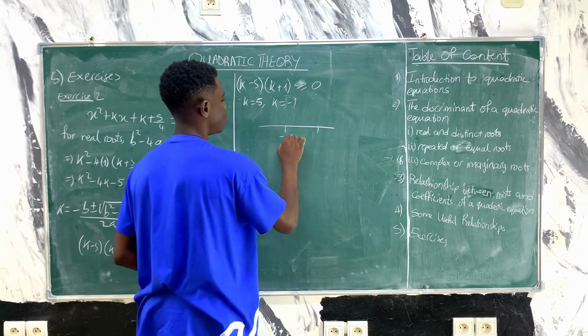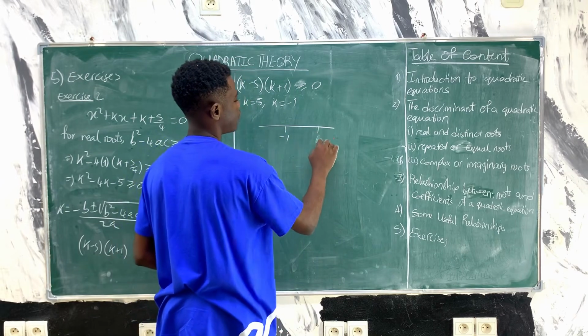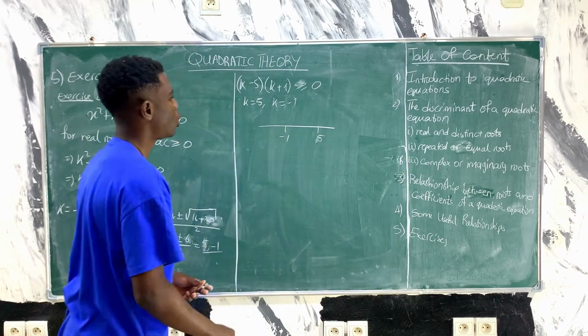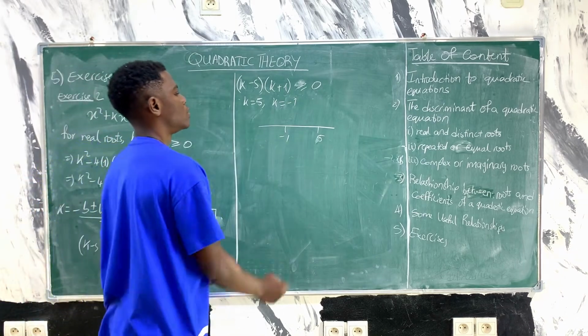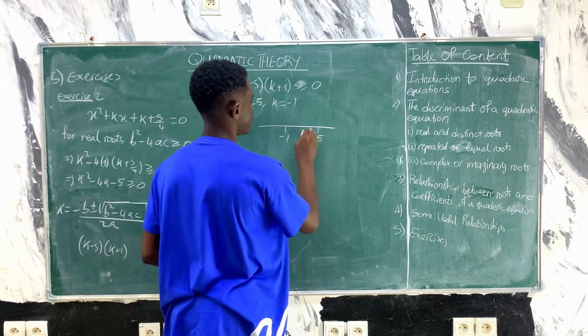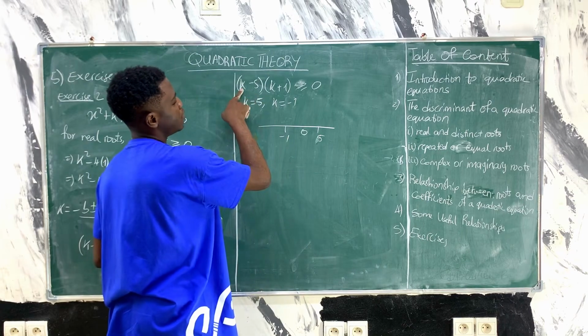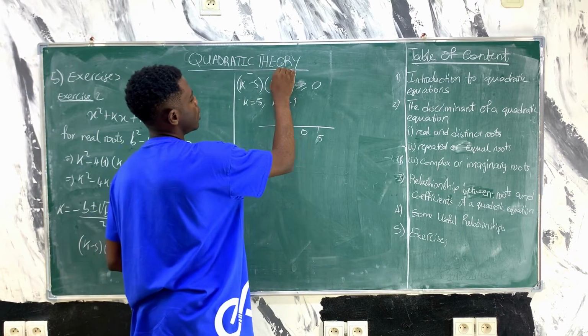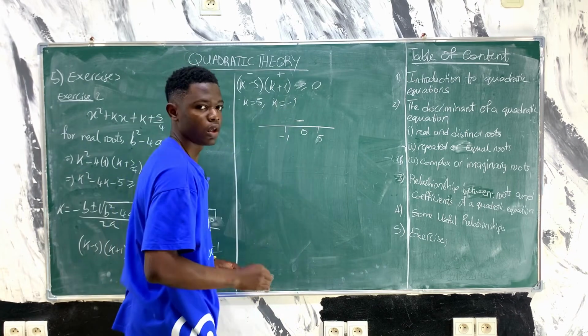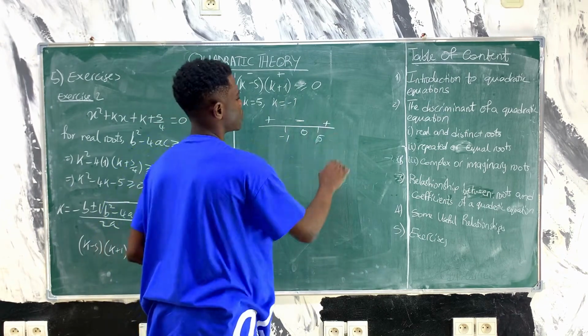You draw a number line, put the negative 1, then the 5. So you take a number. I'll choose 0, which is in between here, and I replace it here and I see the sign. So when I put 0 here, I have minus, and I want to put 0, I have plus. So this is going to be minus, which implies this is going to be plus and plus.